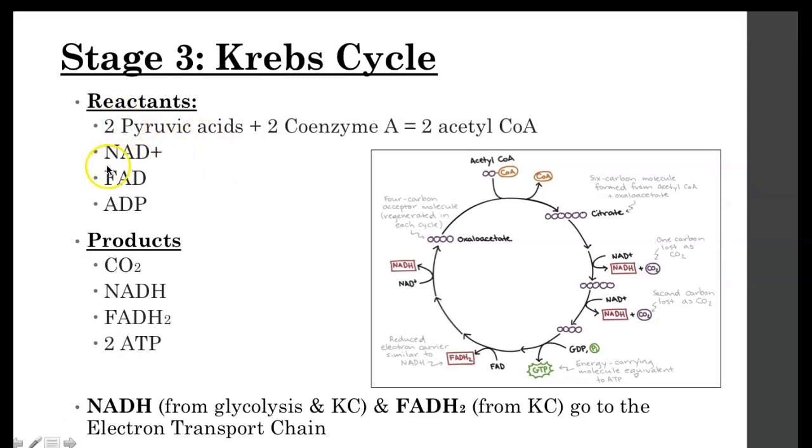So what are the reactants in the Krebs cycle? 2 acetyl-CoA, NAD+, FAD, and ADP. What are the products? So what are we essentially producing in the Krebs cycle that is so important?